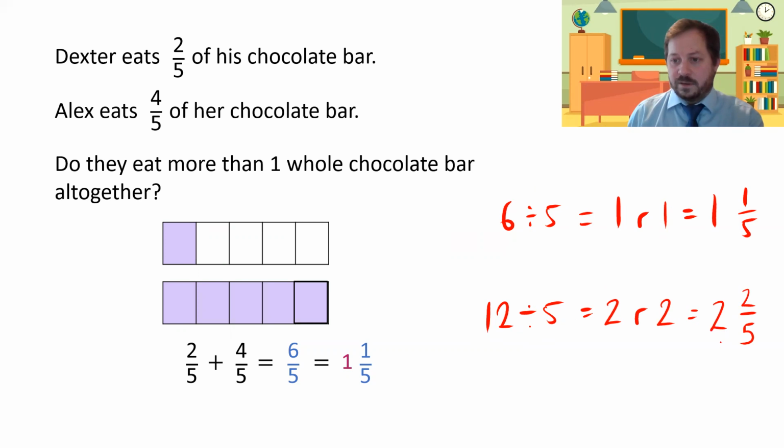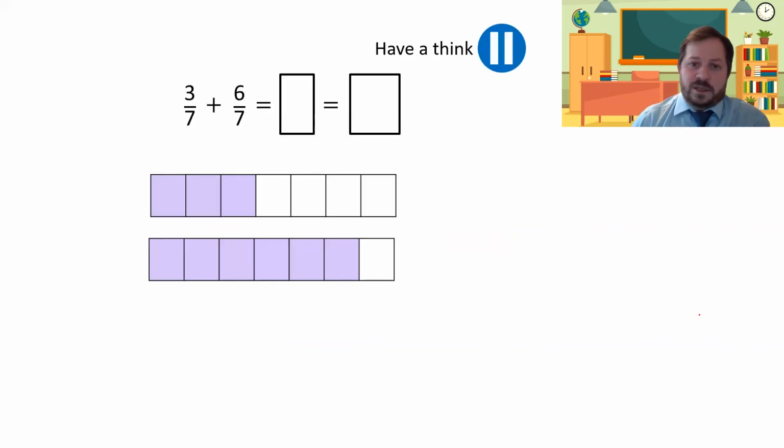It's 2 and 2/5. As long as you know your division and you know how to divide with remainders, they're never going to give you a really hard one to do, so I wouldn't worry too much. The numbers are never going to be massive, but this does work. So have a look at this one, see what you think.